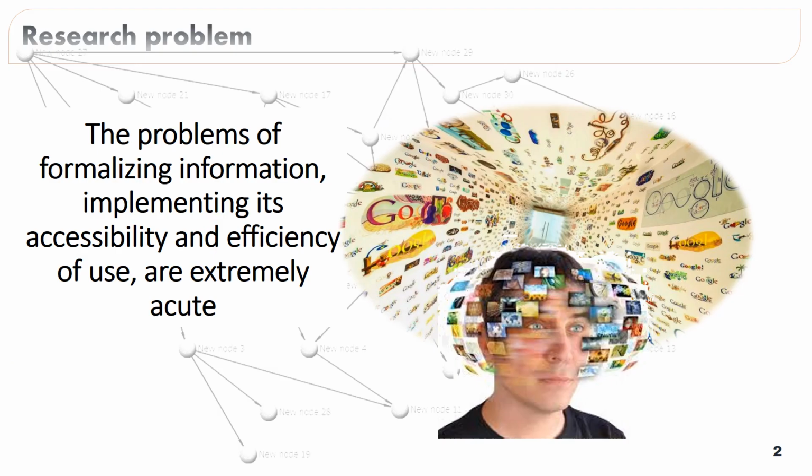In the conditions of the modern dynamic development of society, information becomes an important strategic resource along with material and energy. The problems of formalizing information, implementing its accessibility and efficiency of use are extremely acute. In our country, the public interest in them is fixed at the legislative level, so one of the priorities for the development of the information society in Ukraine is to ensure free access to information.